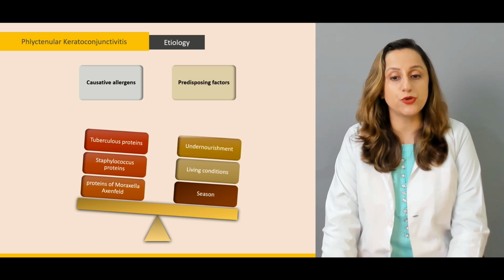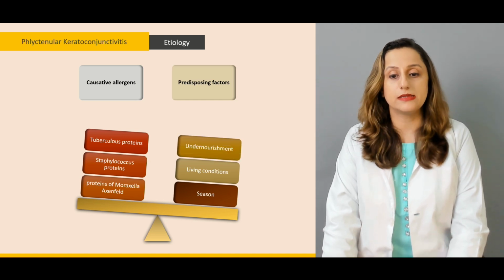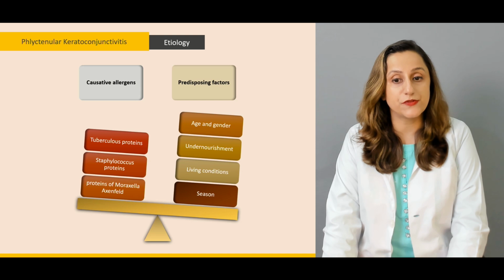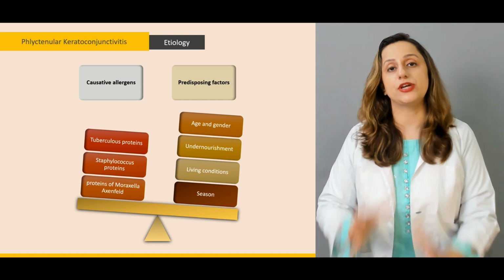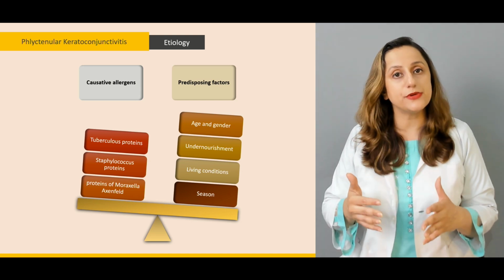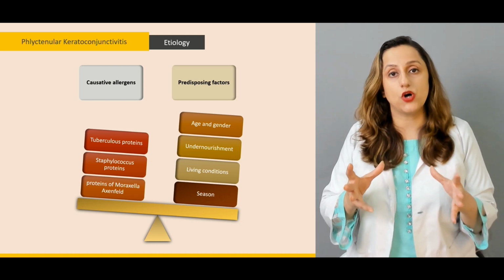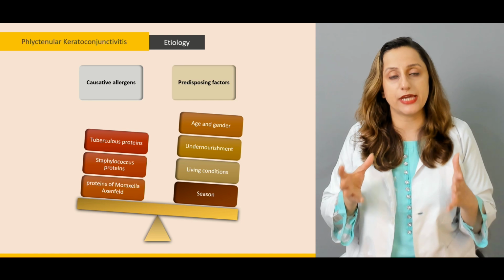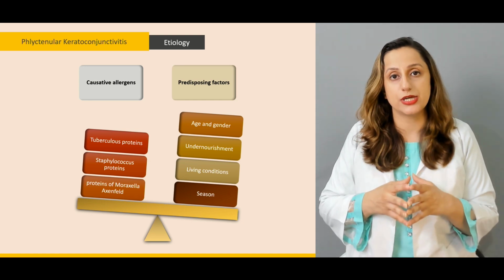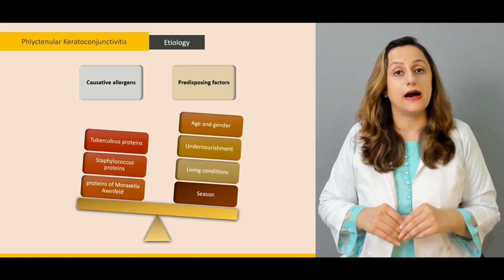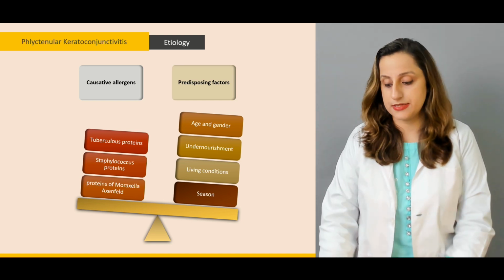Living conditions would be congested. There would be undernourishment observed in the child. Age and gender are very important. Females are predisposed, as well as the younger age group, almost 5 to 15 years of age, which is more predisposed to the development of this phlyctenular conjunctivitis.